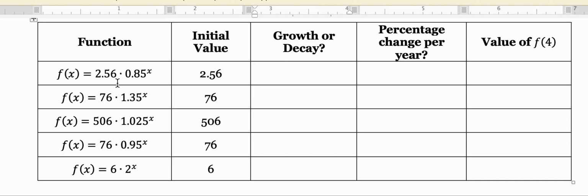Okay, now is it growth or decay? If it's less than 1, it's decay, right? It went down. If it's more than 1, it's growth, right? If our growth factor, I should say. This is greater than 1, so it's growth. This is less than 1, so our growth factor decayed. And this is greater than 1, we have growth.